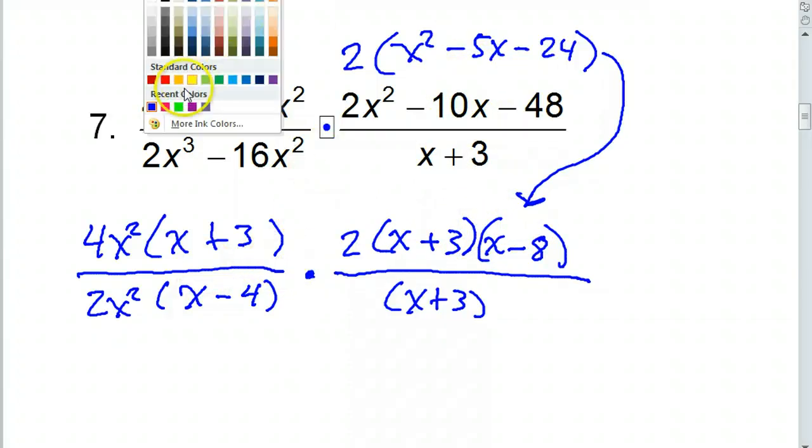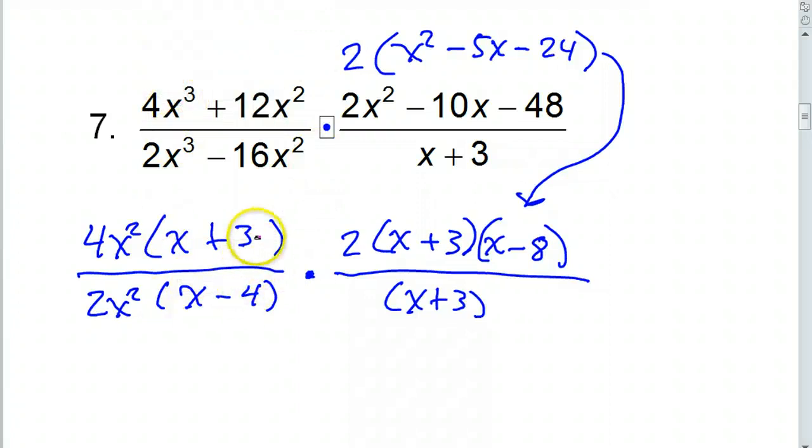Now I'm looking for the things that will cancel. And I see that the x plus 3's cancel. I guess I could have done the ones that are in the same fraction. It doesn't matter. But the x plus 3's cancel. And so that's the only thing that cancels in terms of these big parentheses.